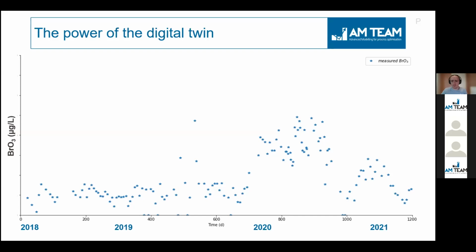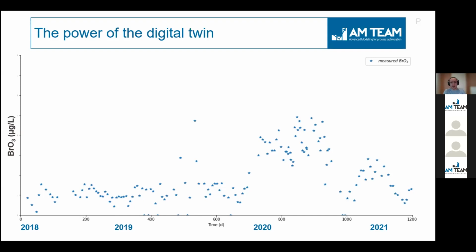All right, so yeah, Giacomo clearly indicated the power of these dynamic simulations, and this can help you in understanding your system even better and the impacts of these variations on bromate formation and micropollutant removal. The previous graph I showed you was from a plant that was not built yet.